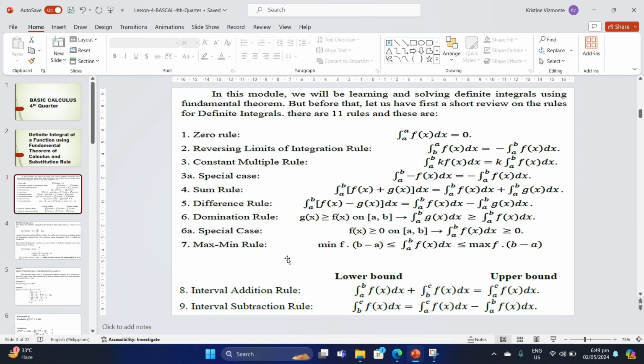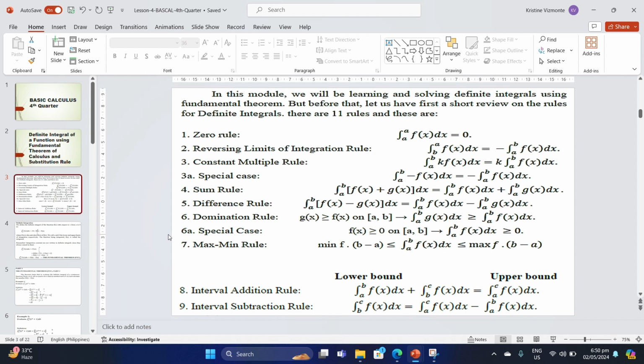Next, the constant multiple rule. We already discussed this. You will just move the k outside the integral. Next, 3a special case: you will just move the negative sign to the outside. Next, for our sum rule, we already discussed this one. You will just separate f of x and g of x. Also, in the difference rule, it should be f of x minus g of x.